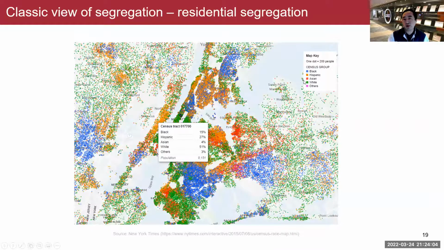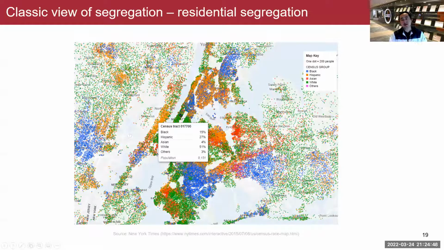Traditionally, segregation is approached from the perspective of where people live, residential segregation. For instance, this is a very nice map shown by the New York Times that shows where people belonging to different races live in a city. You clearly see there are some physical separations of different groups. Residential segregation aims to quantify this physical separation, or the uneven distribution of groups in the city. And then they usually come up with one single index to quantify the overall segregation of the city, whether people are more mixed or physically separated. They want to use this measure to indicate the potential interaction of people.